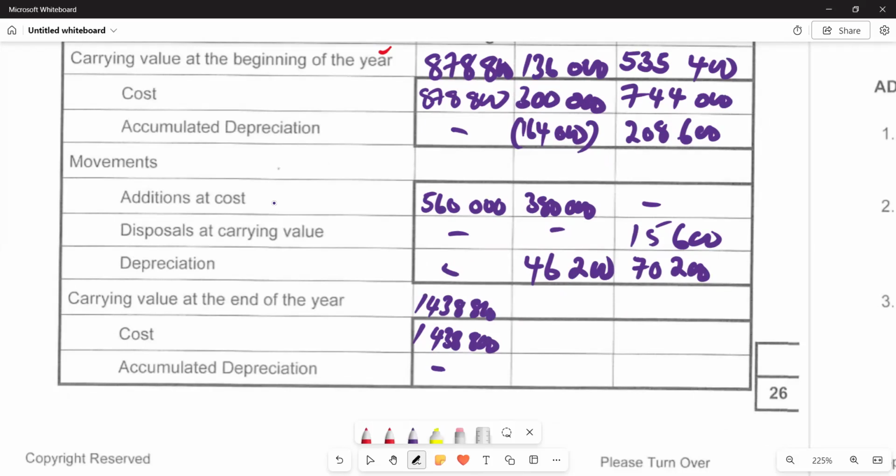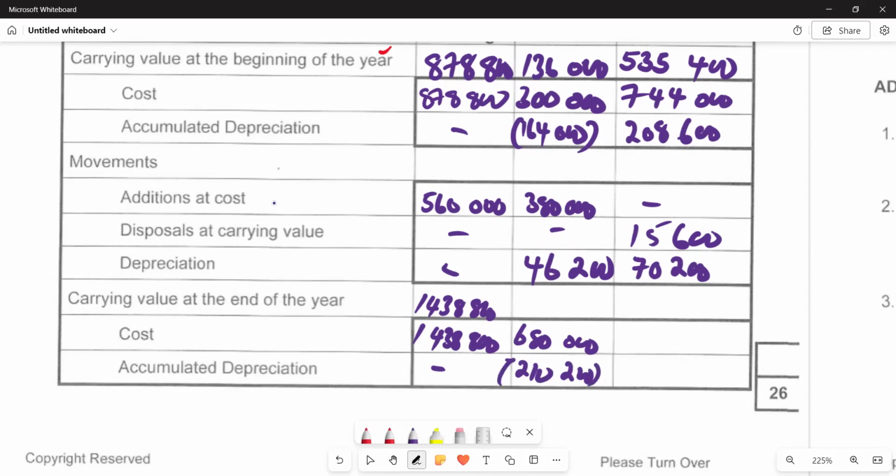So the cost for vehicles, the cost that we are having at the beginning is 300,000, plus the additions. So we get the cost at the end, which is going to be 300,000 plus 380,000. We're going to get 680,000. And then accumulated depreciation at the end is accumulated depreciation at the beginning plus what we have for the year. So we're saying 164,000 plus 46,200 and you're going to get 210,200. Of course, this we are going to subtract to get your carrying value.